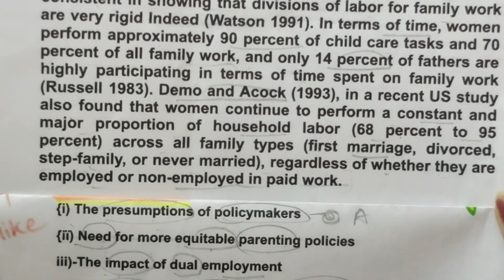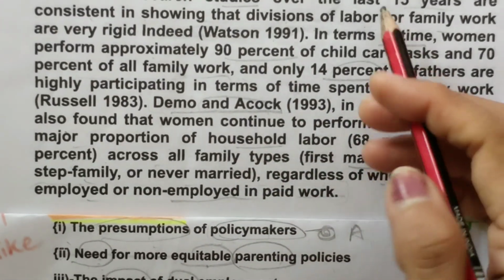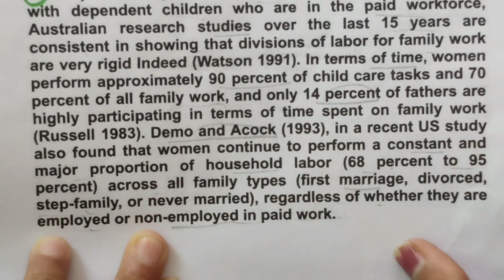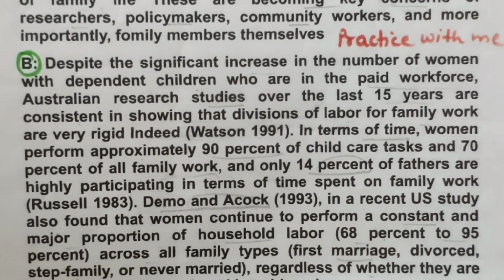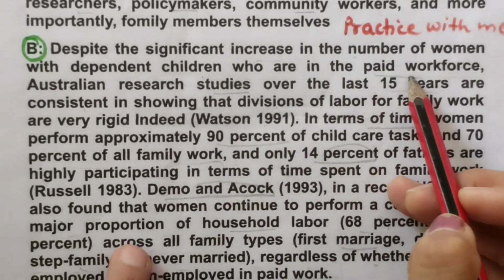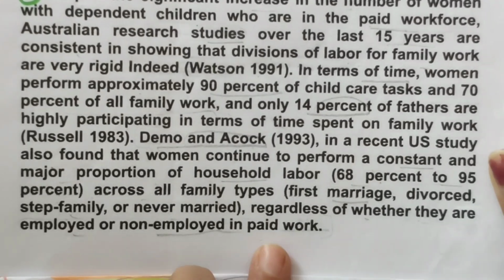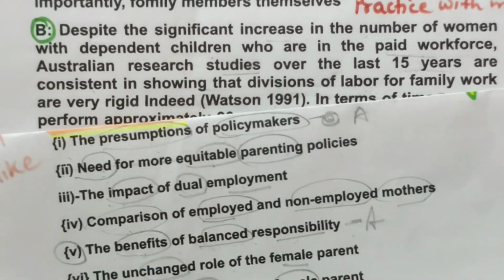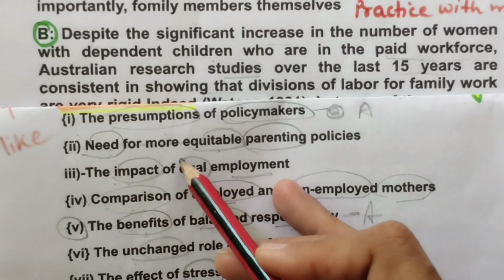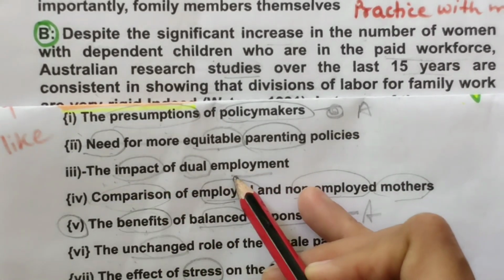Yes, now something is matching with these, the last line. Here they are talking about paid workforce. See this. They are talking about the number of women with dependent children who are in the paid workforce. So paid here, also at the end they are talking about paid workforce. So what can we match? Presumption of policymaker, it is not there. Need for more equitable policies, this is also not there, the impact of dual employment.